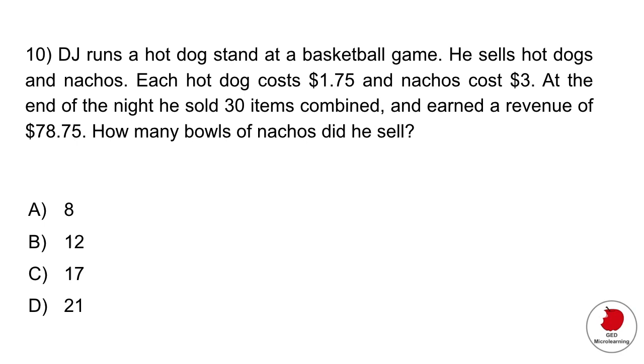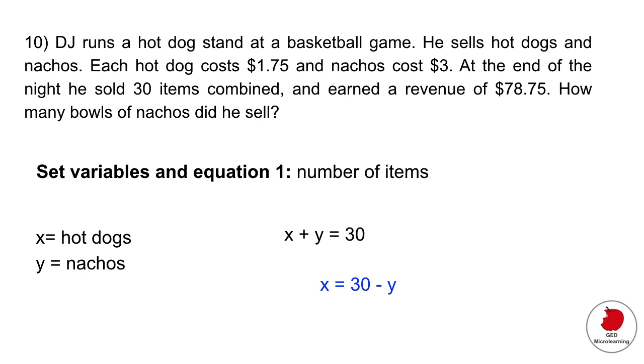All right, so these questions can seem a little bit tricky because you have to set up two equations and then kind of feed them or introduce them into each other. So the first thing that you want to do is set your variables and your first equation. Okay, so they're telling us in the problem that he sells hot dogs and nachos. So we're just going to call your hot dogs X and your nachos Y. And they tell us that he sold 30 of these items combined. Okay, so we would say X plus Y is equal to 30.